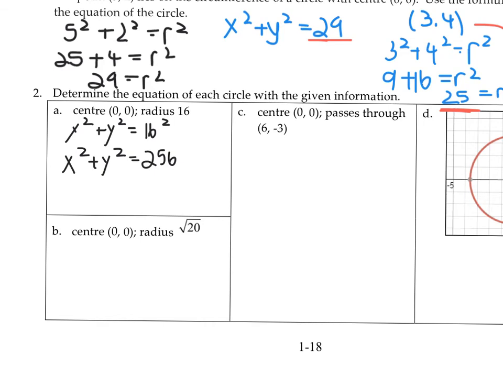Okay, let's do the next one. But now our radius is the square root of 20. So I have x squared plus y squared equals the square root of 20 all to the power of 2. Now here, you can technically go to your calculator, put the square root of 20, and then square it. But I want you guys to remember that a square root and an exponent of 2 are opposite operations, so they actually cancel each other out. So our answer, you can try it in your calculator if you don't believe me, is x squared plus y squared is just equal to 20. The square root and the exponent cancel each other out.